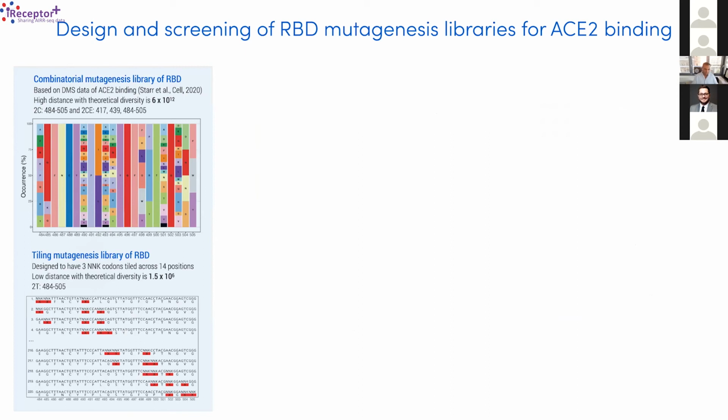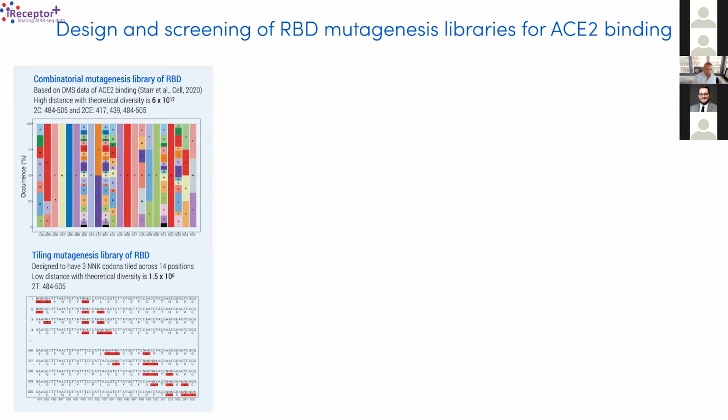Okay, so the first thing that was essential is the design of the combinatorial library. What we did is we used the data from Jesse Bloom's original publication, where he performed DMS on ACE2 binding. That's a Cell paper from 2020. And we used it to essentially identify, within this region of the RBM, 484 to 505, positions that could tolerate mutations based on DMS, as well as positions that could not tolerate mutations.